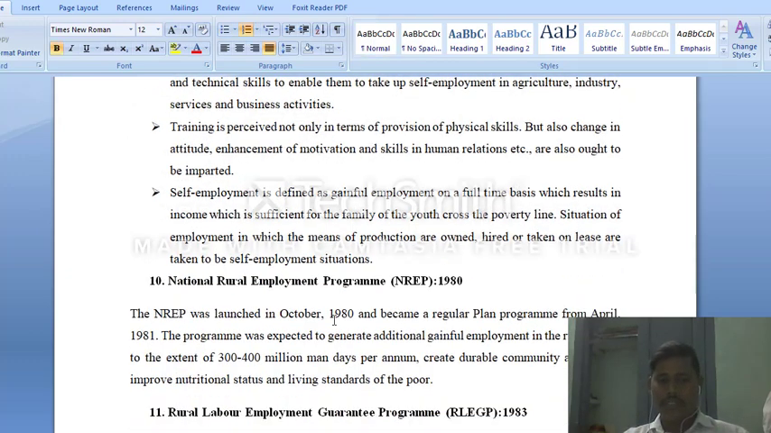In 1980, the National Rural Employment Program was launched and became a regular plan program from April 1st of 1981. The program was expected to generate additional gainful employment in rural areas to the extent of 300 to 400 million man-days per annum, create durable community assets and improve the nutritional status and living standards of the poor.